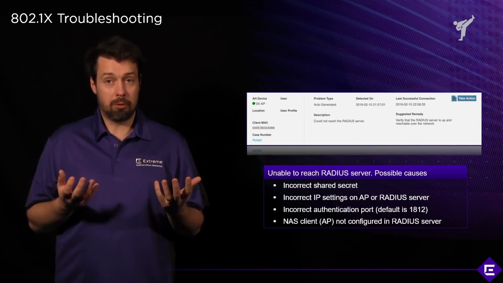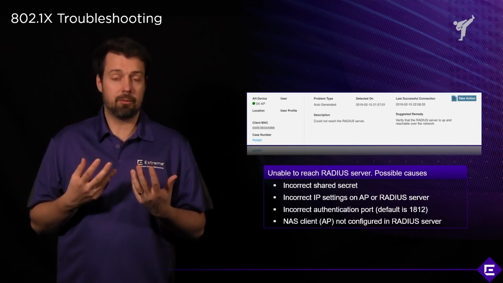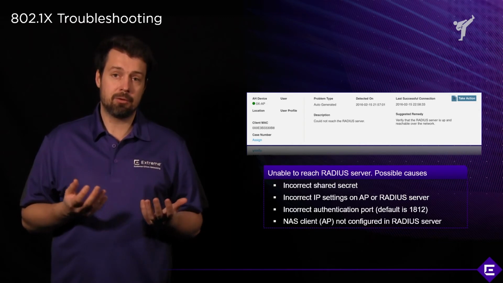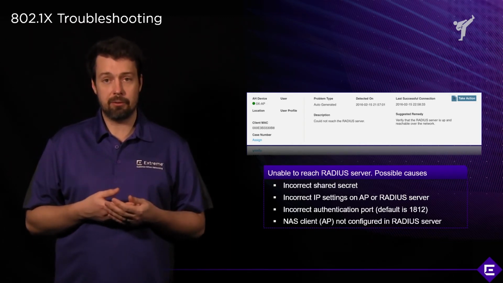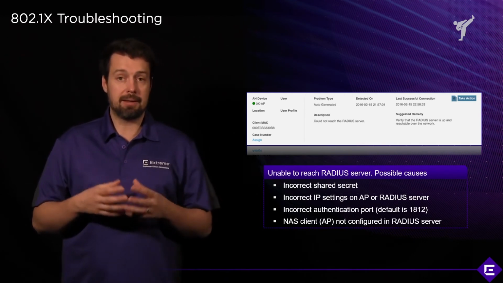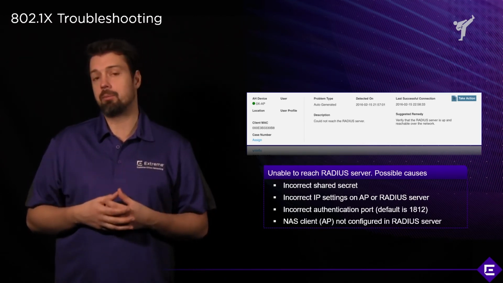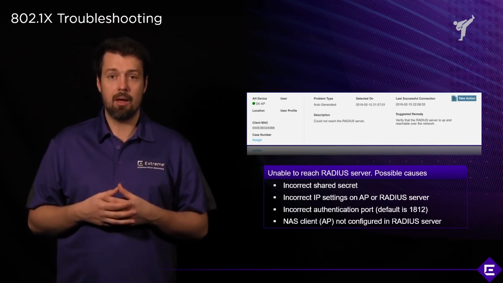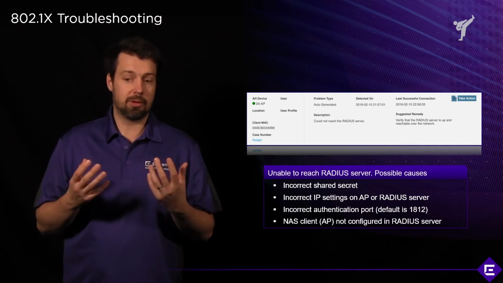Incorrect authentication port used. By default we're using port 1812. However, for security reasons, some companies change this port to something non-default. In that case, you'll have to find out what that port is and reconfigure it on the access point through ExtremeCloud IQ.